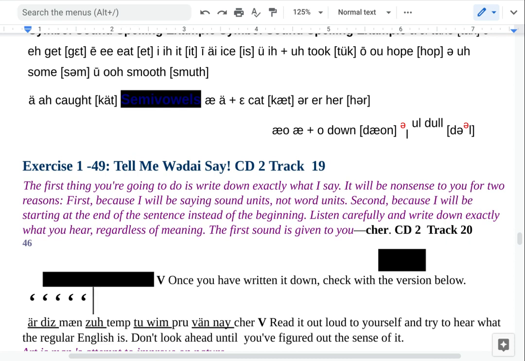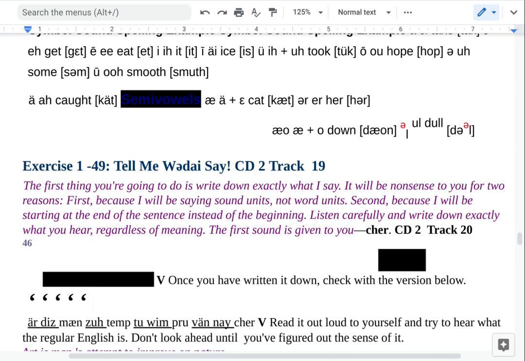Once you've written it down, check with the version below. Read it aloud to yourself and try to hear what the regular English is. Don't look ahead until you've figured out the sense of it. Art is man's attempt to improve on nature. Frequently, people will mistakenly hear "are these" instead of "art is." Not only are the two pronunciations different, but the intonation and meaning would also be different. Art is man's attempt to improve on nature. Are these man's attempts to improve on nature?